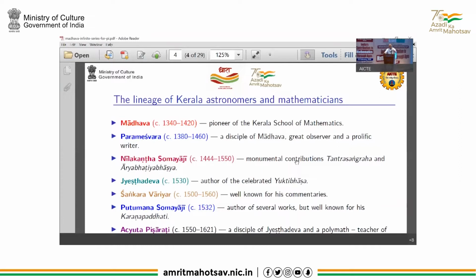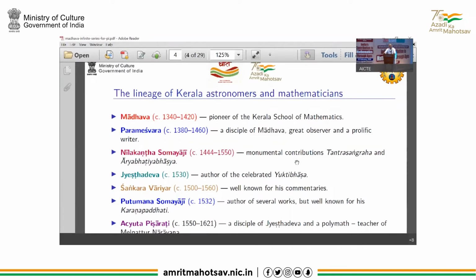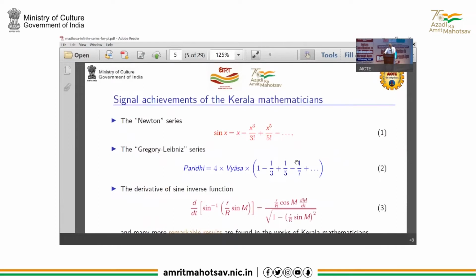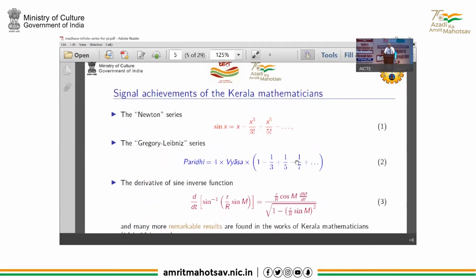a period of time. We don't know exactly what got developed at which stage, but the results of Madhava are really striking. Then we have Shankara Variyar, who has written certain important commentaries. I won't elaborate on that. Pudumana Somayaji, and then we have Achyuta Pisharadi. The signal achievements of Kerala mathematicians, there are a few others, but these are most well known.